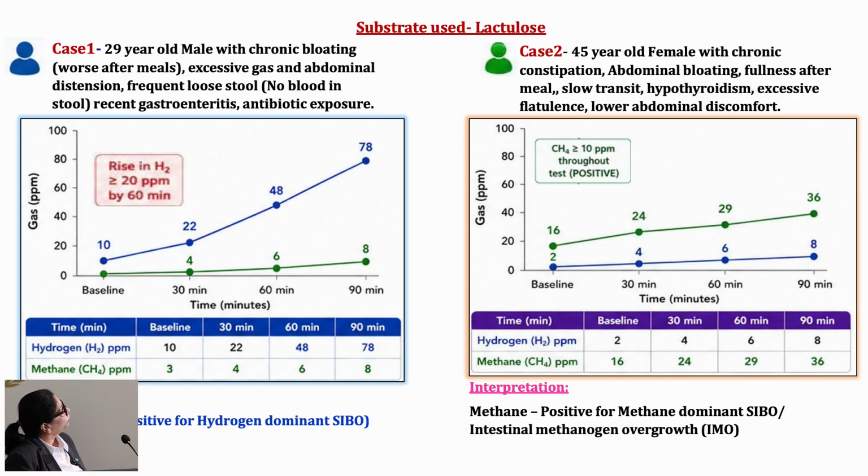Now, a 45-year-old female with chronic constipation, abdominal bloating, fullness after meals, slow transit, hypothyroidism, excessive flatulence, and lower abdominal discomfort. Here you can see the hydrogen gas baseline is 2, 4, 6, 8. Methane gas is 16, 24, 29 and 36. What is your interpretation? So, positive for methane SIBO, or as they have now changed it, intestinal methanogen overgrowth, IMO, because these archaea are found both in the colon as well as in small amounts in the small intestine.